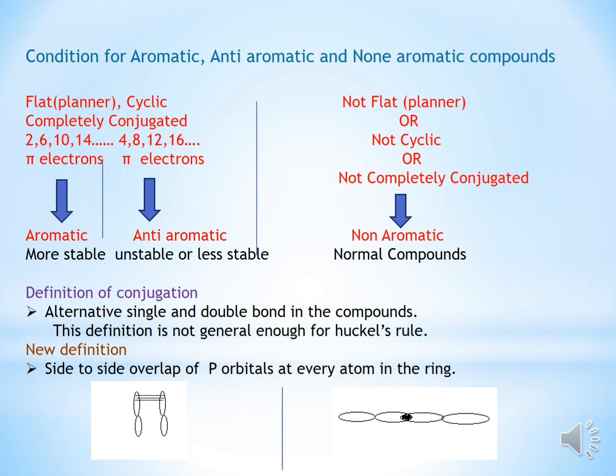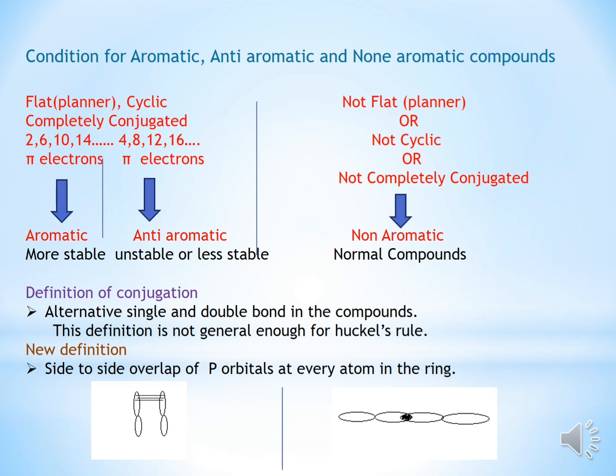So it should have 2, 6, 10 and 14 pi electrons, whereas an anti-aromatic compound should have 4, 8, 12 and 16, so these are 4n pi electrons. That is called an anti-aromatic compound. In the case of non-aromatic, if the compound is not following any of the criteria for aromatic and anti-aromatic, it will be considered a non-aromatic compound. If it is not flat, not cyclic, not completely conjugated, it is non-aromatic.